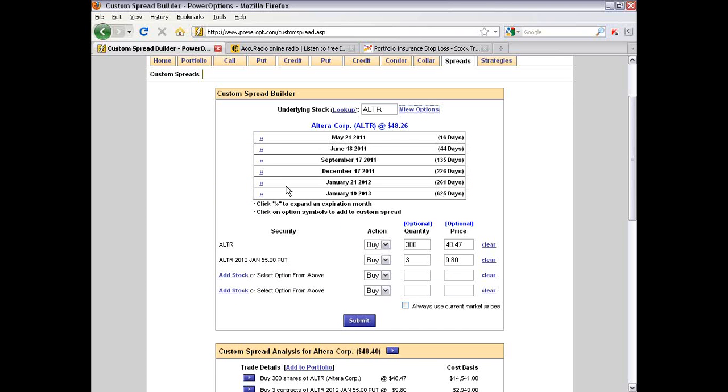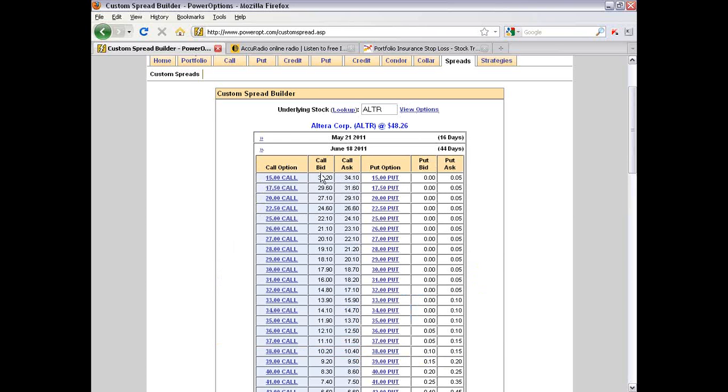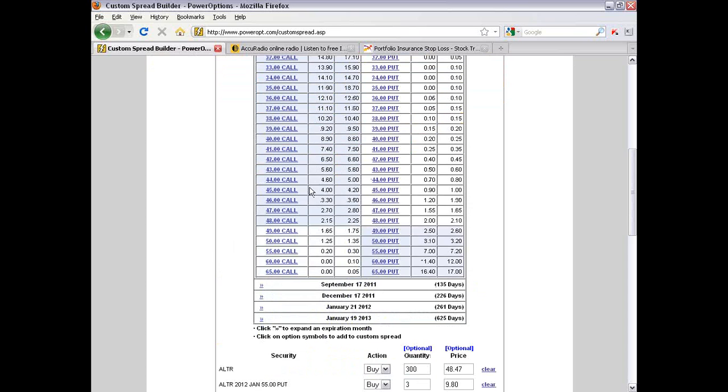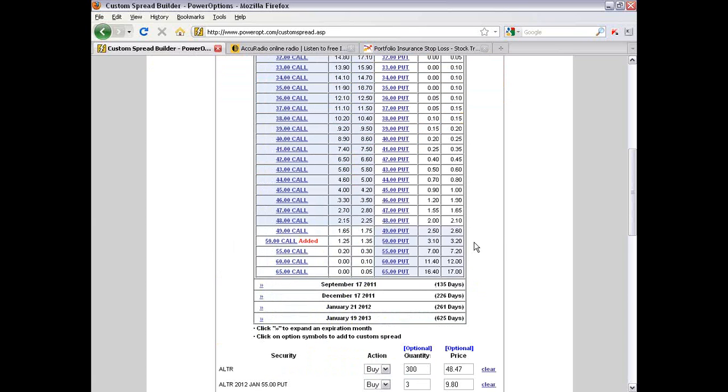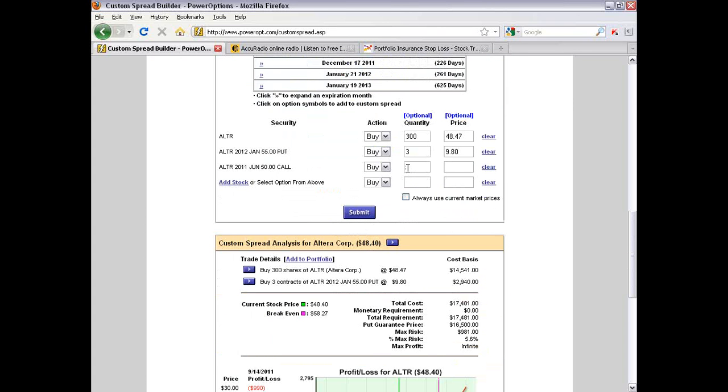We looked at this position. We're thinking that Altera is going to move up in price. We want to protect those positions. Why cap our gains right away if we're expecting it to move up? If I jump in right now, and I'll even ignore May, because it's only 16 days left, I'm going to go to June. And what would happen if I jumped right in right now and sold the 50 call for $1.25? What's going to happen to this position?